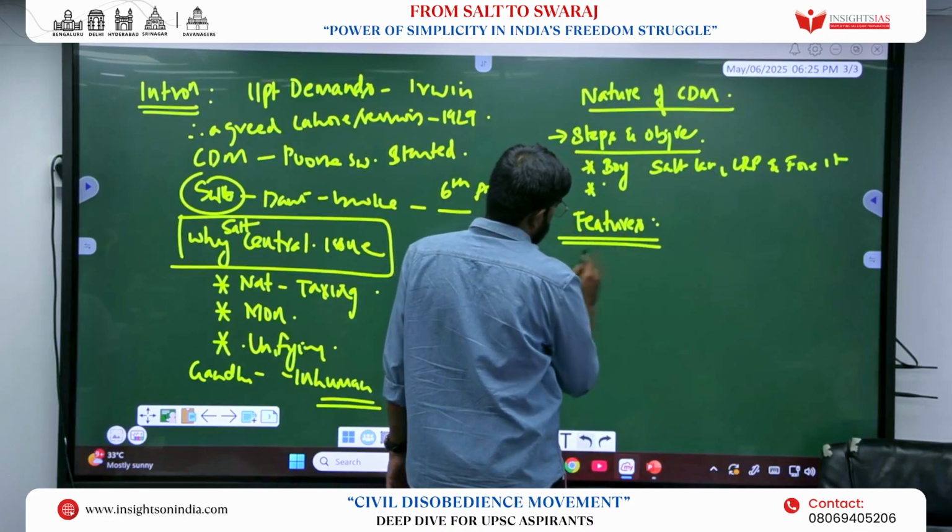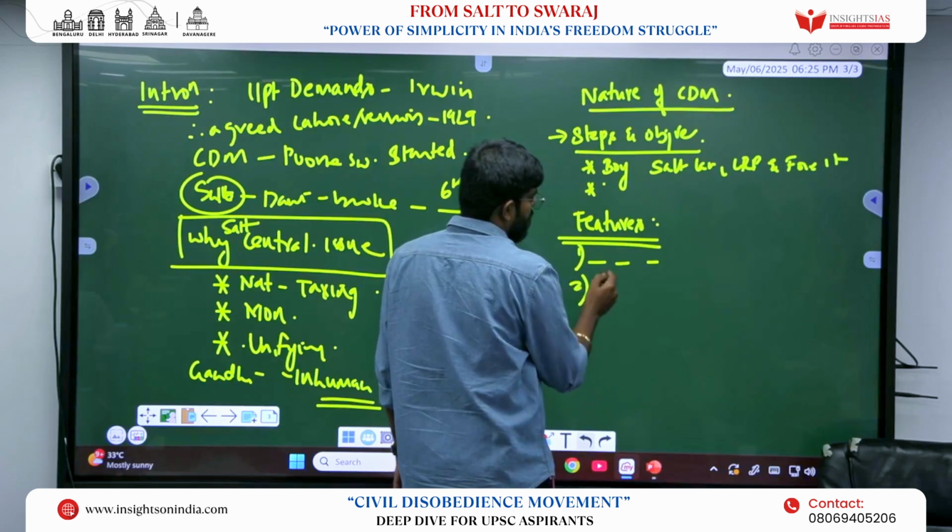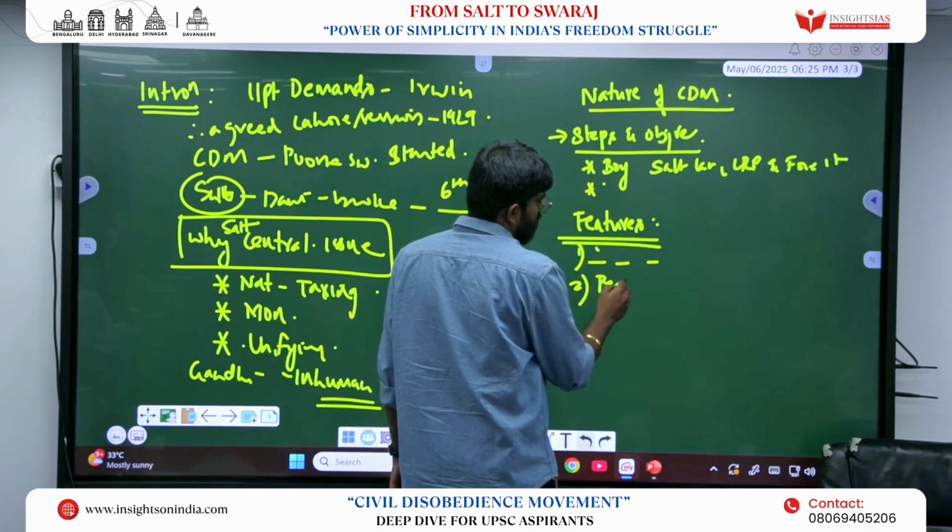You have to write about the features. So Gandhi was reluctant to allow women. It was peaceful and non-violent.